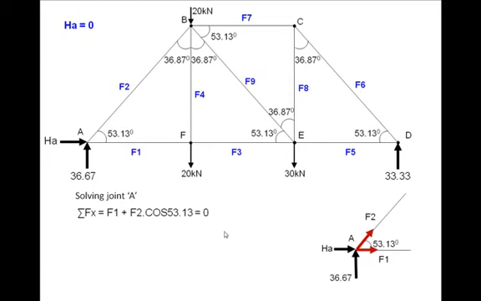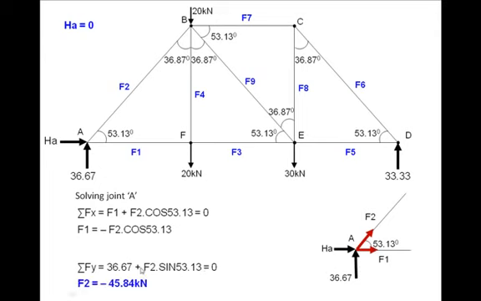So we use that. We write sigma Fx: F1 plus F2 cos 53.13 is equal to 0. HA has to be there, but HA is 0, that's why we have not written it. And then sigma Fy equal to 0: 36.67 plus F2 sin 53.13 is equal to 0. From this equation we can solve F2, put it here, and get F1. F2 came out negative, which means the force was actually in the opposite direction. As against tension, this is a compressive force. So I have got all the information about F1 and F2.